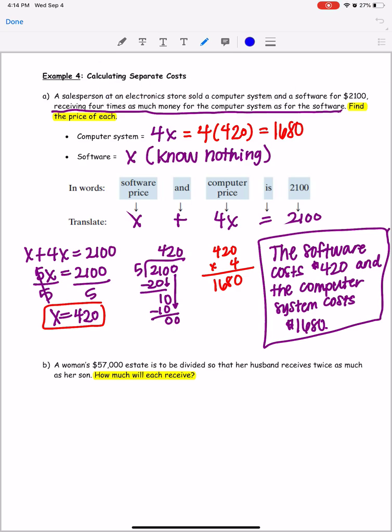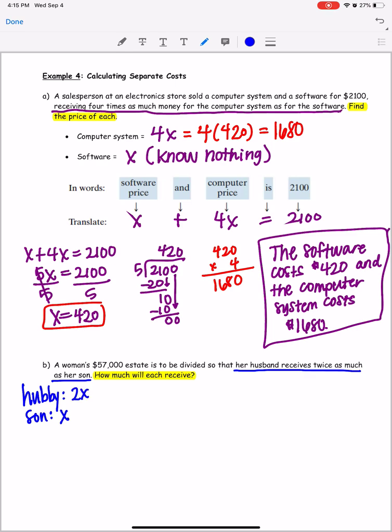Okay, so we have a husband, we have a son. Let's just abbreviate this. This is going to be hubby and son. So, in this sentence, her husband receives twice as much as her son. Which one do we know nothing about? Her son, again, usually the last one. So that is your starting point. That is your X. And the husband receives twice as much as this son. So that is 2X.